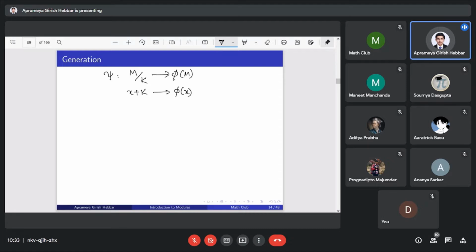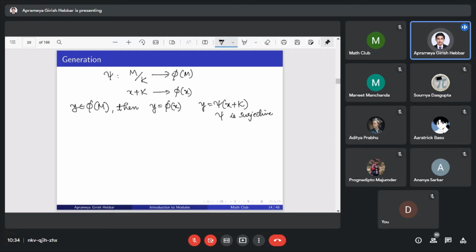So it is clearly surjective, right? Because if y belongs to phi of M, the image, then you can have some x such that y equals phi of x, and clearly y is equal to psi of x. So you have some element in M over K such that psi of that element would give you y. So psi is surjective.